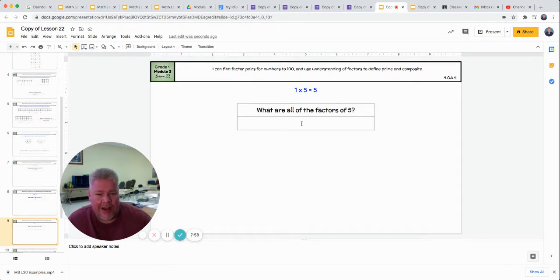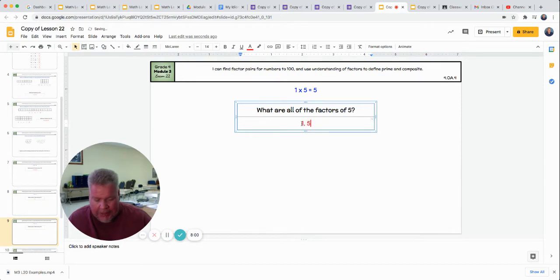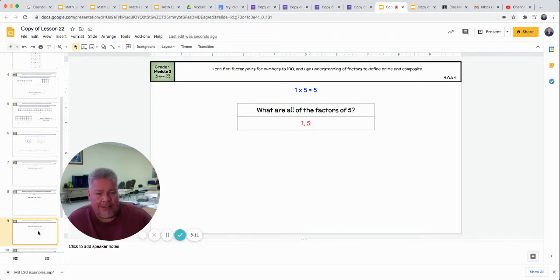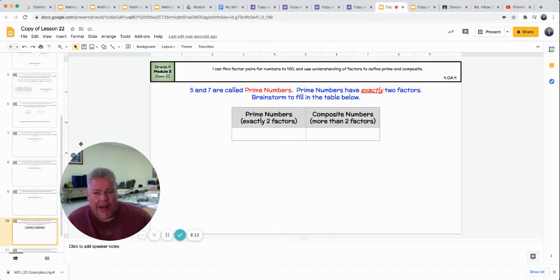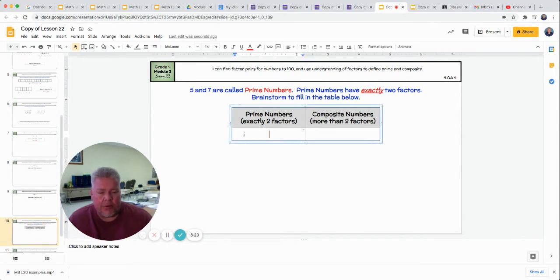And so is 5, because the only thing you can multiply to get 5 is 1 and 5. You can't multiply 2 times anything or 3 times anything or 4 times anything. So it's a prime number as well. Only 1 and itself. So 5 and 7 are called prime numbers. Prime numbers have exactly 2 factors, 1 and 5, and 1 and 7 for them. Brainstorm to fill in the table below. Can you think of some more numbers?